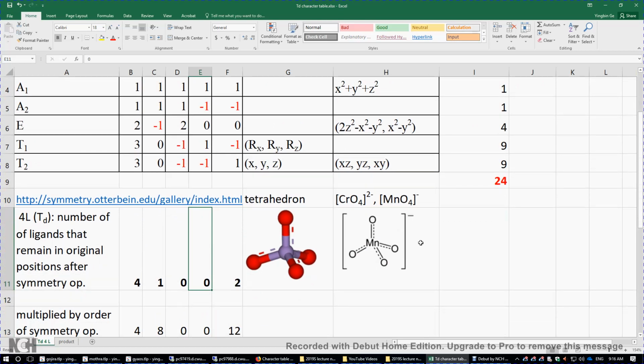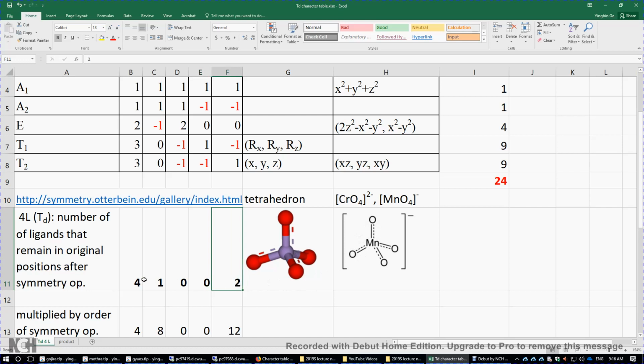All right. And then the last one, sigma d, that's just a symmetry plane that contains 2 of the ligands. So for example, maybe this symmetry plane that contains this oxygen atom and this oxygen atom. So if you do a reflection, these 2 atoms are not moving, but these 2 will switch their positions. So 2 ligands, these 2, will remain in their original positions. So I put a number 2 here.